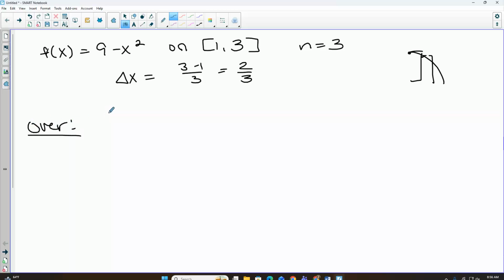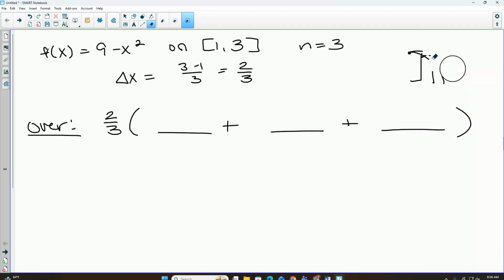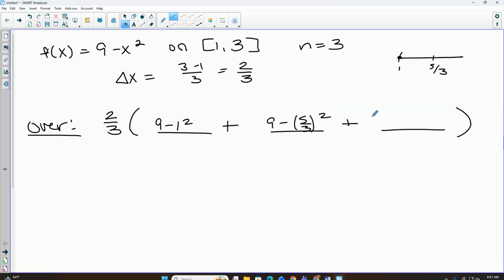So length times width, all of these have a width of 2/3. We're only adding up 3 things. All right, so if I'm starting at 1 and I'm going up by 2/3, so 1, that's like 3 over 3, plus 2 over 3, so 5 over 3 would be the next one. If I'm doing the over approximation, that would be when I start with the 1. So that will be the first thing I plug in for my x. So I have 9 minus 1 squared. And then the next thing, if you go up 2/3, the next one would be 5/3. If you go up 2/3, that's 7/3.